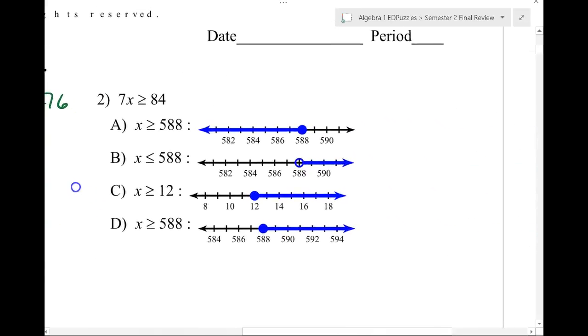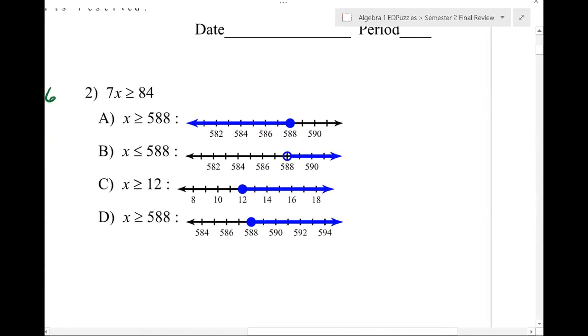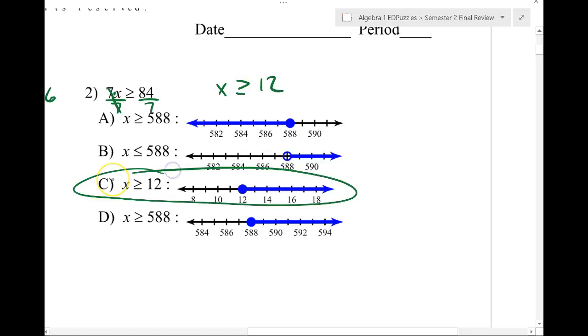Okay, so now number 2, again, isolate the variable. In this case, it's 7 times x, so we want to divide, the opposite of multiply. Divide both sides. x is greater than or equal to 84 over 7. Again, use your detective skills. If you're going to divide a number, that means it should get smaller. 84 divided by 7. Well, the only one that's smaller is this 12. So we know it's 12. Okay, so it's C.